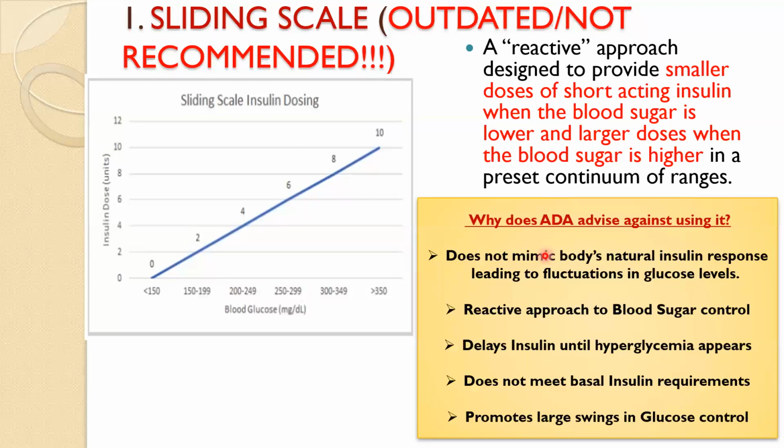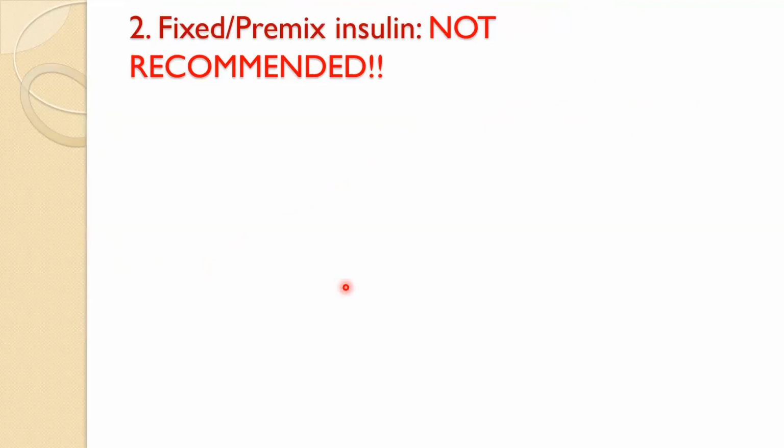However, the American Diabetes Association advises against using the sliding scale. Why? Because it does not mimic the body's natural insulin response, as we saw earlier, so leading to fluctuations in glucose levels. It's a reactive approach. It delays insulin until hyperglycemia appears, and it does not meet basal insulin requirements, as you can see here. And it promotes, as a result, large swings in glucose control.